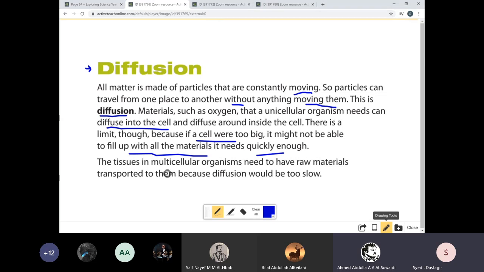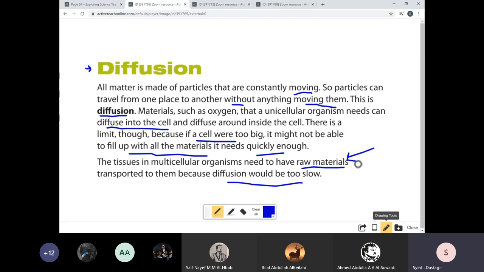Good. Continue. Multicellular organisms need to have raw materials transported to them because diffusion would be too slow. So, for example, us, we're multicellular organisms, right? Yes. We need transport systems because diffusion would be too slow. We need transport systems for raw materials.